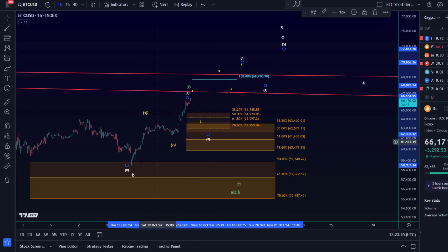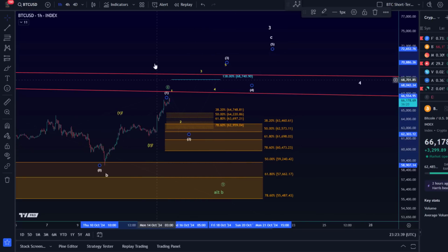This is not a very clear structure, but this is one scenario, which means to distinguish between the white count, which is directly bullish, and the green one, which is short-term bearish, the 60,473 level is the key pivot. As long as we're holding above it, no need to, let's say, focus primarily on green.